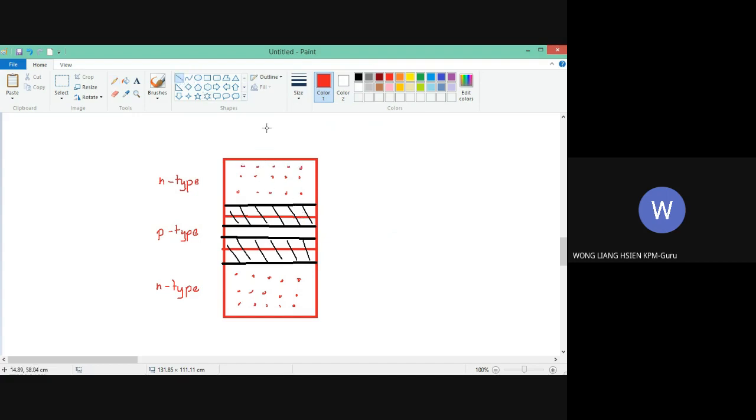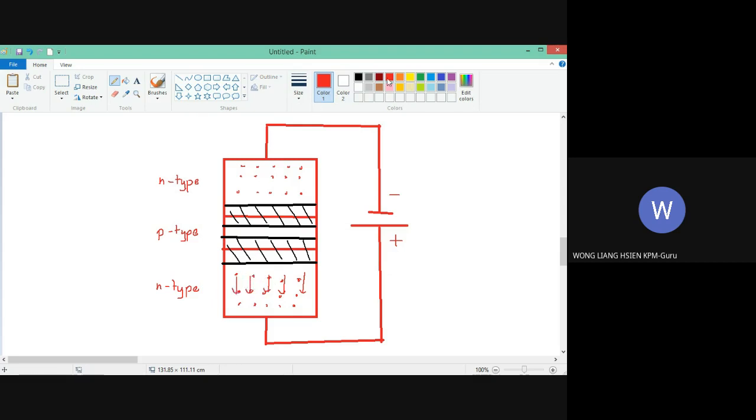So let's join our source. Now, okay. So this side becomes positive, this side becomes negative. So let's see what will happen. This positive will attract the electron away from the junction. So what happened?